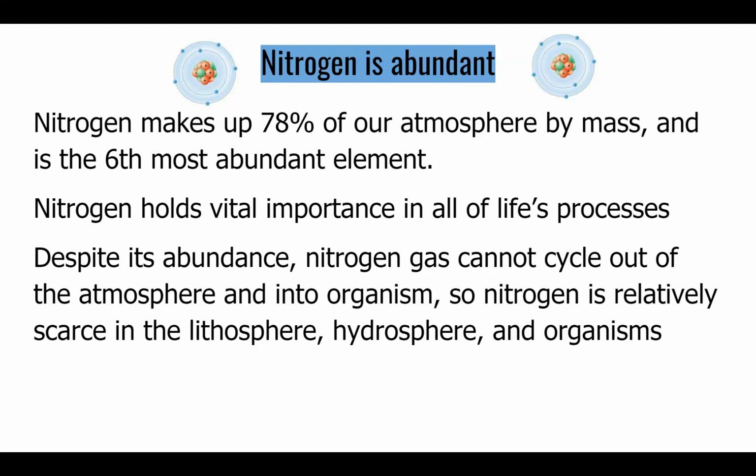Despite nitrogen's abundance in the atmosphere, it's not easy for nitrogen gas to cycle out of the atmosphere and into the organism. So even though most of the air we breathe in is nitrogen, our bodies can't use that nitrogen gas, so we just breathe it right back out. It's not like the water cycle where our water vapor will condense and be in a usable form. We have to actually do something to nitrogen in order for us to be able to use it.